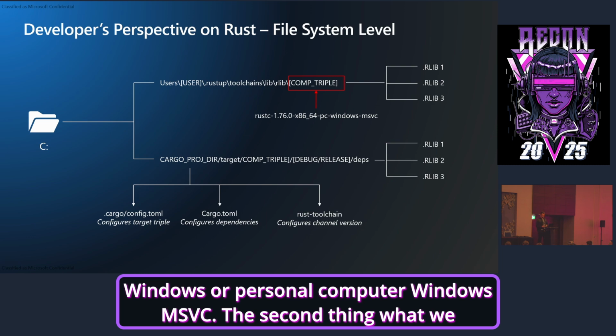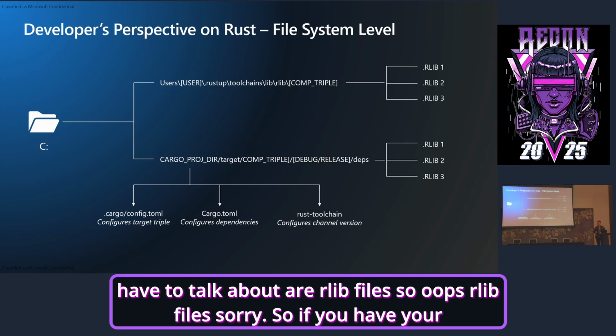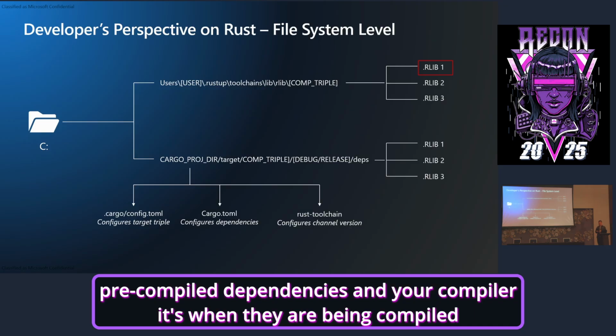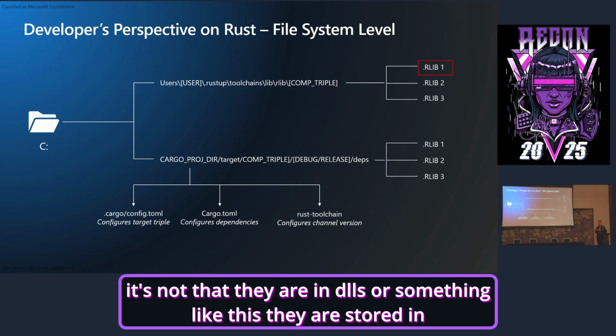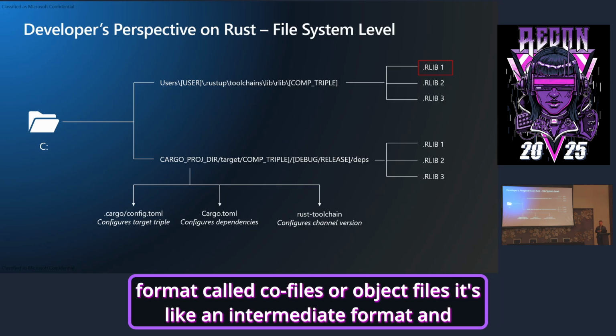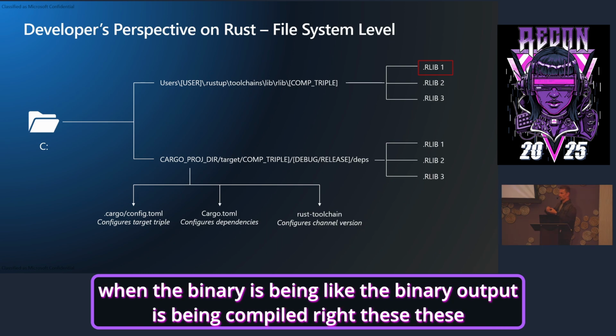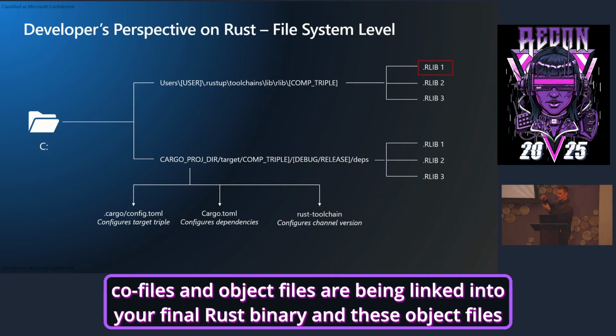The second thing we have to talk about are rlib files. So if you have your precompiled dependencies and your compiler, when they are being compiled, it's not that they are in DLLs or something like this. They are stored in a format called COFF files or object files. It's like an intermediate format. And when the binary output is being compiled, right, these COFF files and object files are being linked into your final Rust binary.